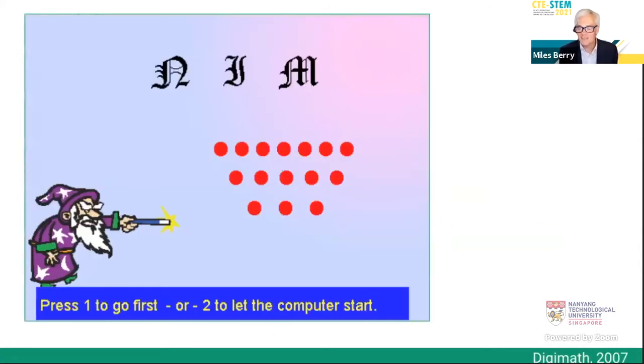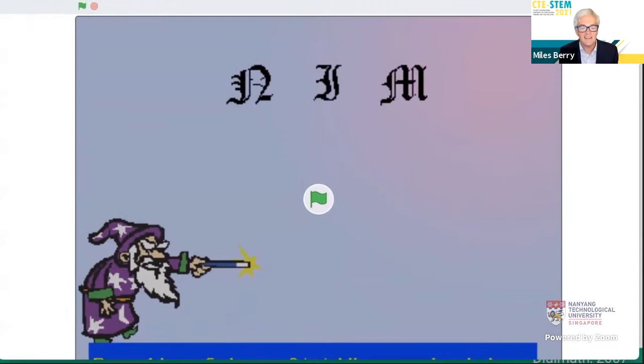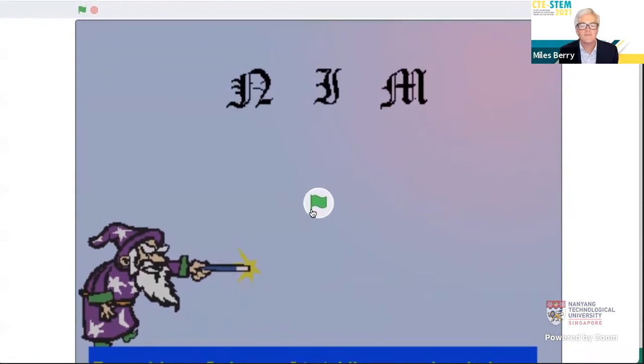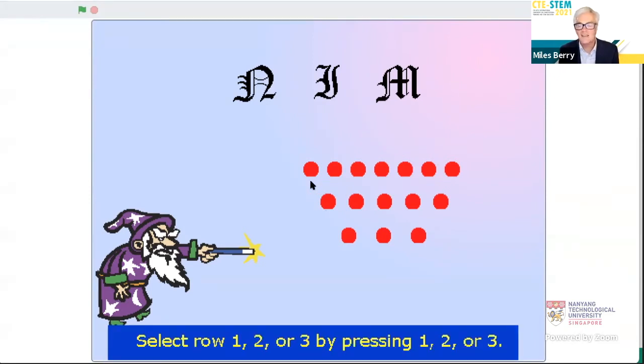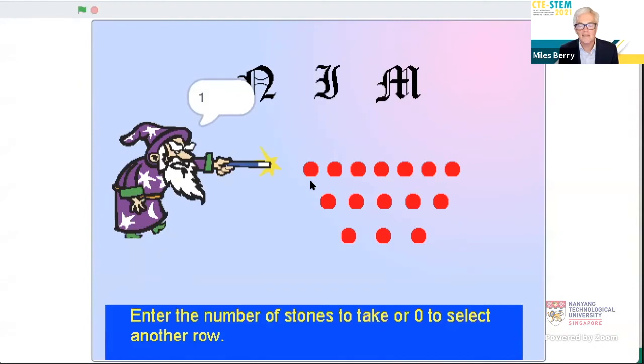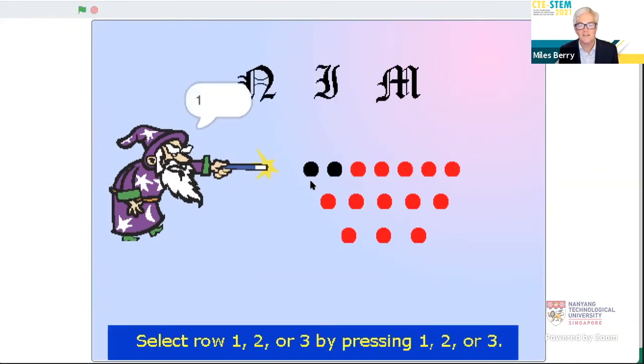So with a little bit of luck, I can move in Digimath's implementation of NIM in Scratch. And we should be able to click on the thing and play the game. Press 1 to go first or 2 to let the computer start. I think letting the computer start seems a high-risk strategy. So I'm going to go first here. 1, 2, or 3. Shall I take 1 from the top? It's thinking, takes a little while. Ooh, now look what it's done. It's taken another 1 from the top.